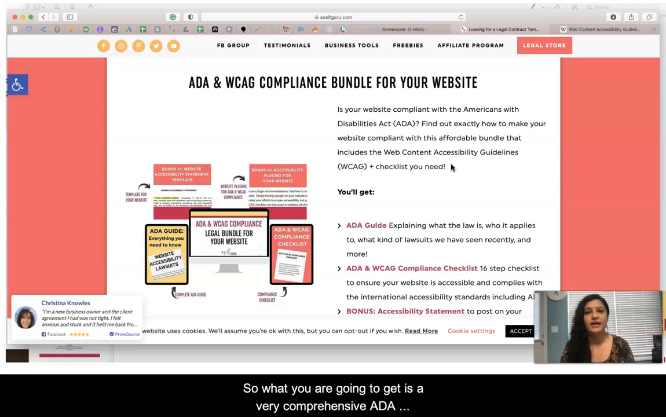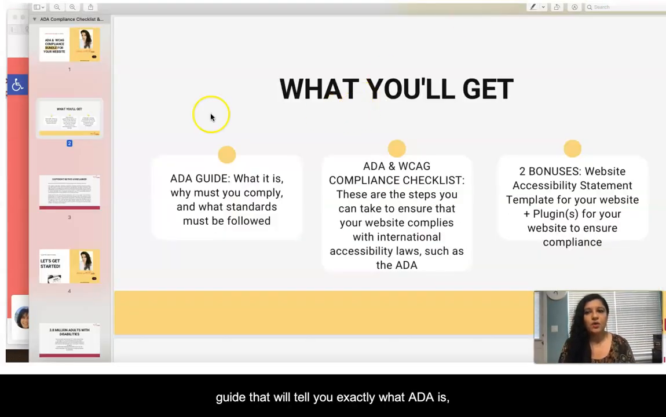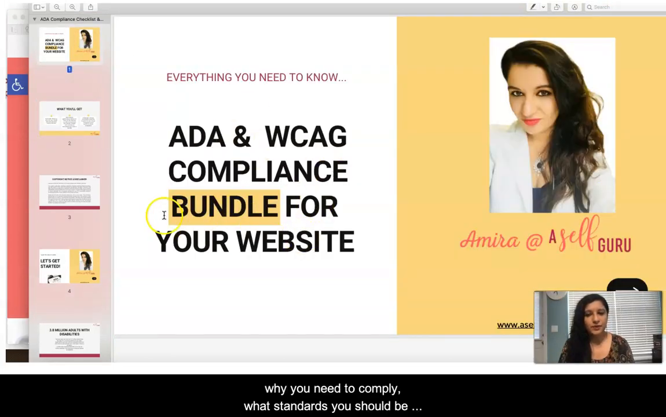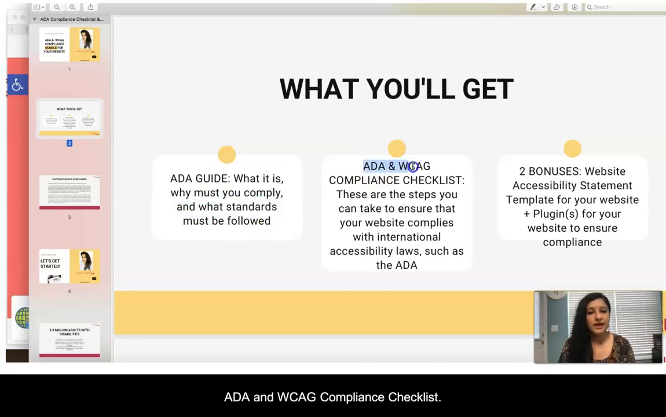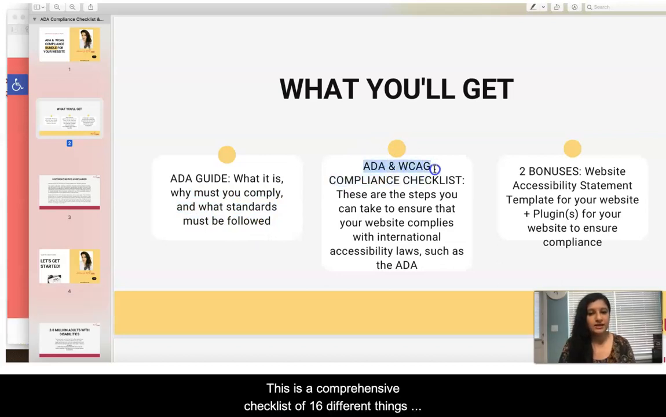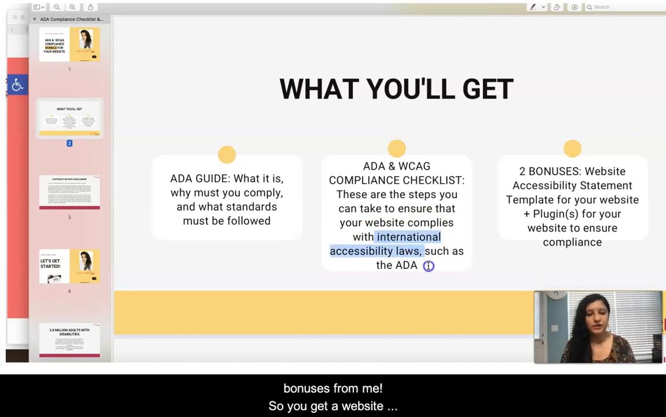So what you're going to get is a very comprehensive ADA guide that's going to walk you through this bundle. It's going to tell you exactly what the ADA is, why you need to comply, and what standards you should be following. You're also going to get a checklist, the ADA and WCAG compliance checklist. This is a comprehensive checklist of 16 different things that you should be looking at on your site to make sure that you're complying with not just the ADA, but the international accessibility laws.